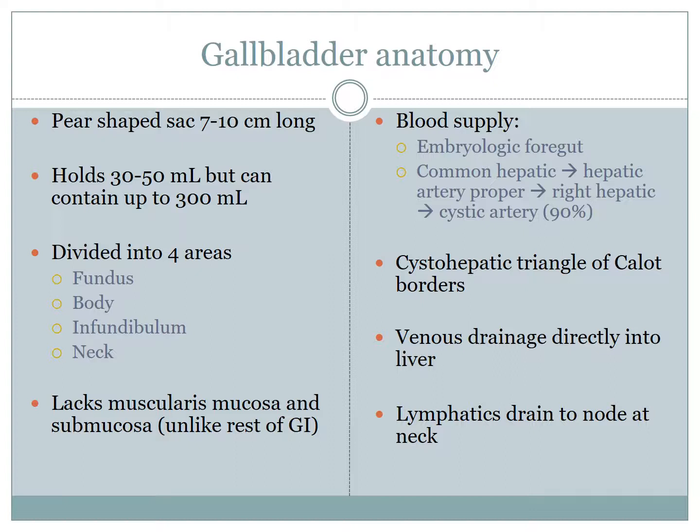So first, just some gallbladder anatomy, just basics. It's a pear-shaped organ. It's divided into four areas, and these are important surgically as well. So it's divided into the fundus, the body, infundibulum, and the neck. And it gets progressively narrower as you get toward the neck. Some histology. It lacks a muscularis mucosa and submucosa, which is kind of unique. The rest of the GI system has a muscularis mucosa and submucosa.